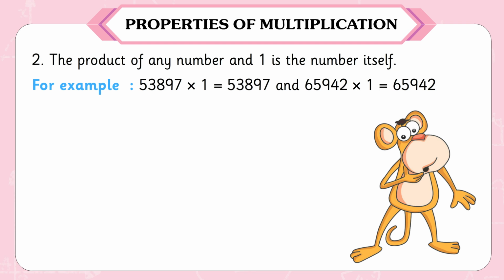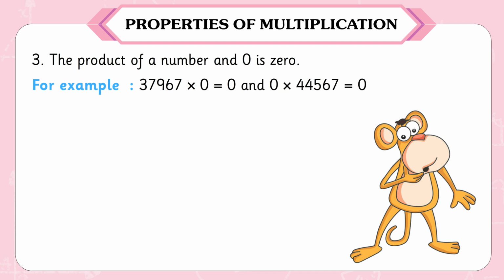2. The product of any number and 1 is the number itself. For example, 53,897 into 1 is equal to 53,897 and 65,942 into 1 is equal to 65,942. 3. The product of a number and 0 is 0. For example, 37,967 into 0 is equal to 0 and 0 into 44,567 is equal to 0.